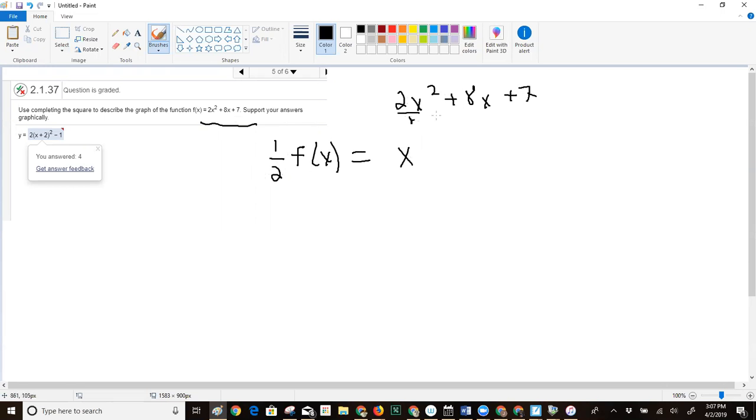So I'm going to divide this by 2, divide this by 2, divide this by 2. So that leaves me x squared plus 4x, which is nice. And then we've got that plus 7/2 that's coming along for the ride. Now what we're trying to do when we complete the square is get something like x plus or minus some number, squared, plus some number out here. Okay, that's what we're trying to get.